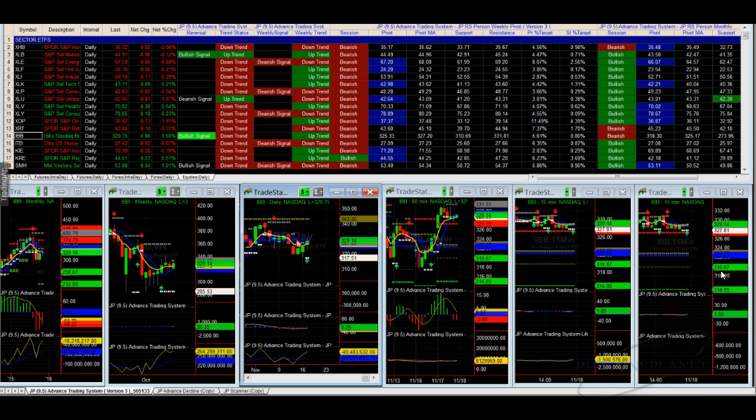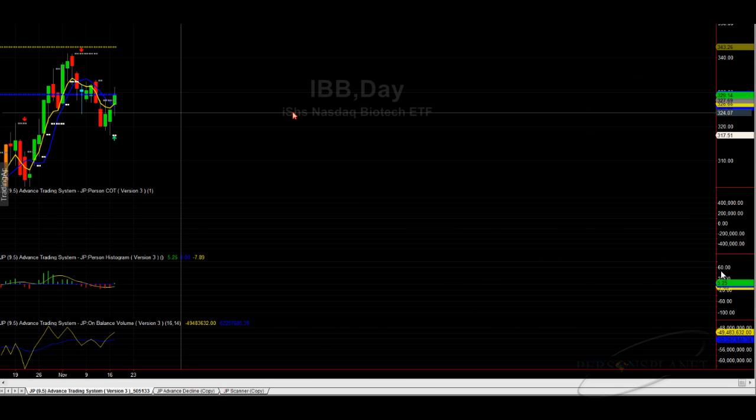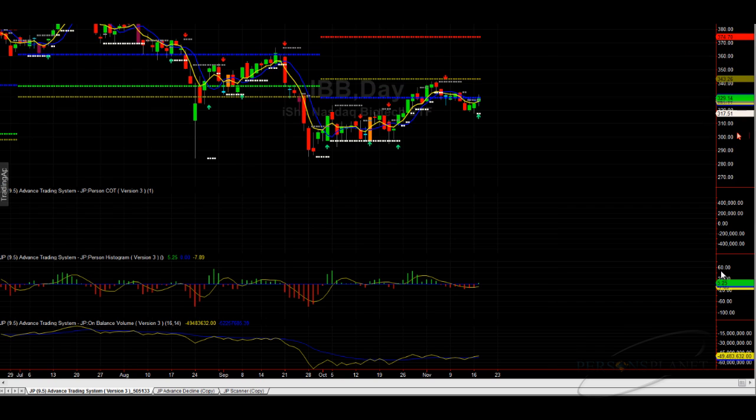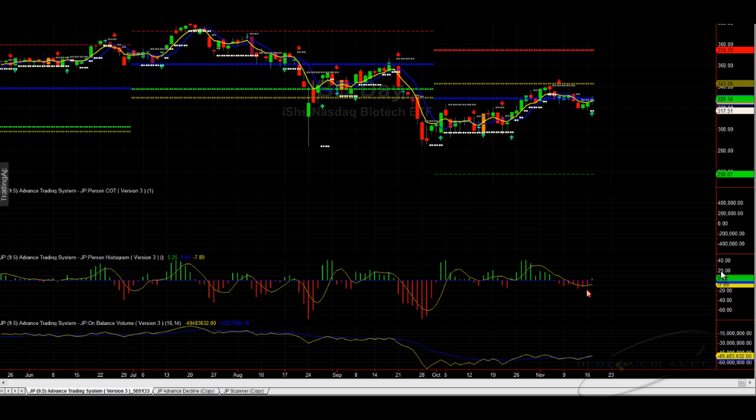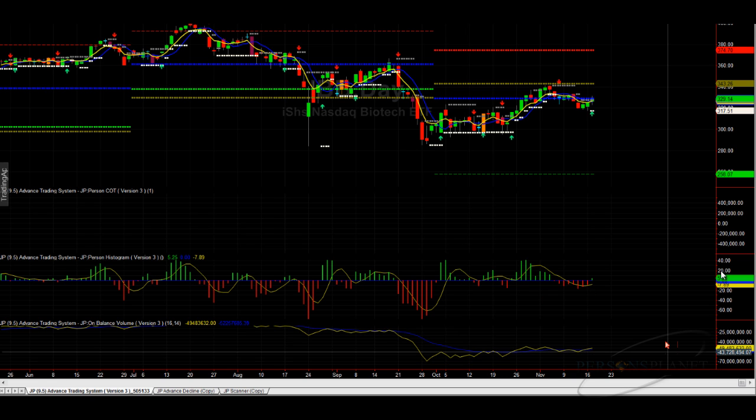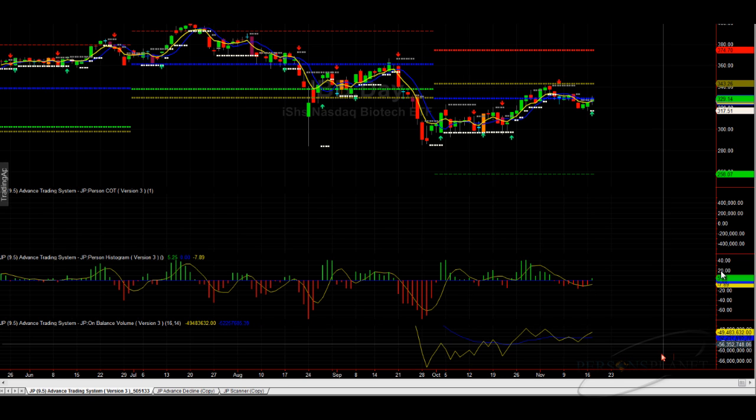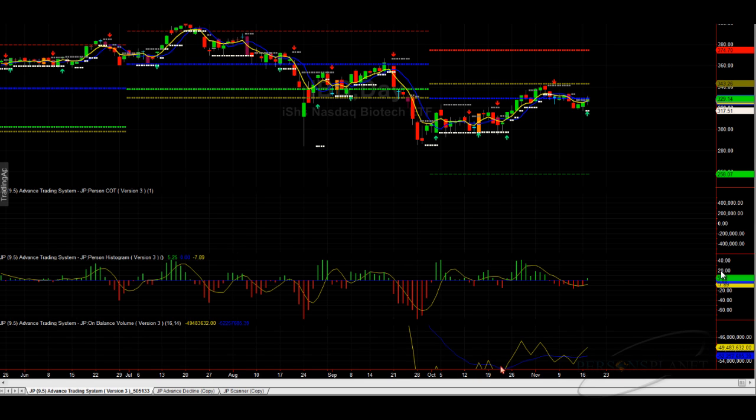Now what's interesting about the IBB is that it's been in a weekly buy, it's pulled back, and then today it generated a daily buy. What is the condition of that daily buy signal? The question I'm asking is, what is the condition of the momentum of the market, and what is the condition of the trend of the volume direction? The volume direction is pointing up, the momentum is pointing up.